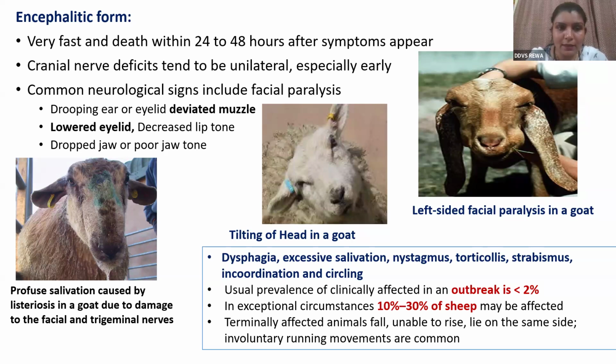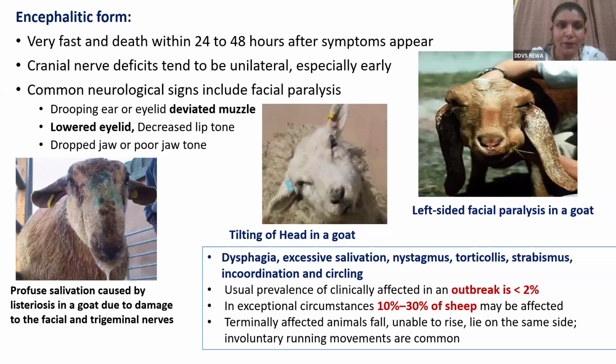In this disease, we can see unilateral involvement of a cranial nerve and development of flaccid paralysis, which leads to drooping of the ear and eyelid, deviated muscles, and decreased lip tone also.